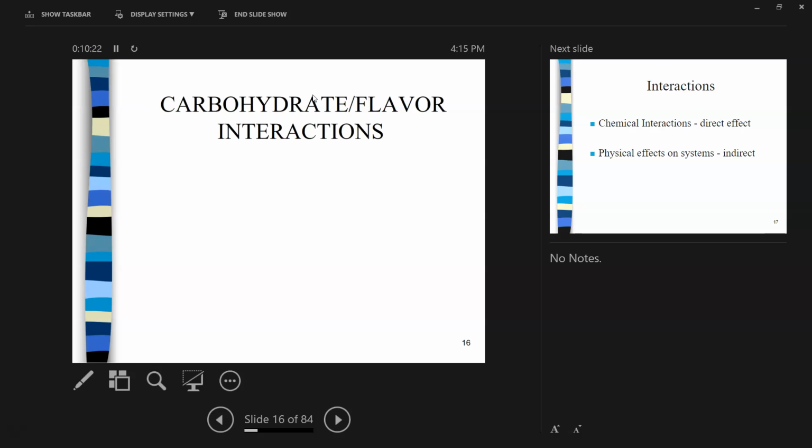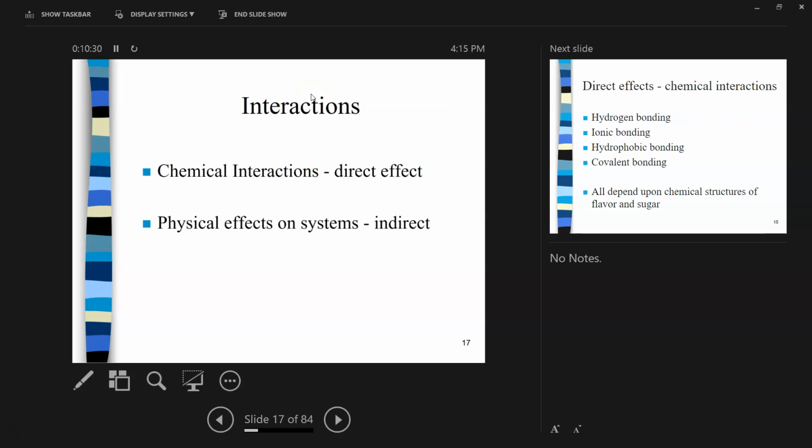And so another food constituent that's important to me, of course, is carbohydrates. And so what about carbohydrate flavor interactions? We divide them into two different categories of reactions. It can have a chemical reaction, which is a very direct effect. So maybe a carbohydrate binds some flavor chemicals, takes them out of the system, reduces them from perception. So that's a chemical interaction, very direct effect.